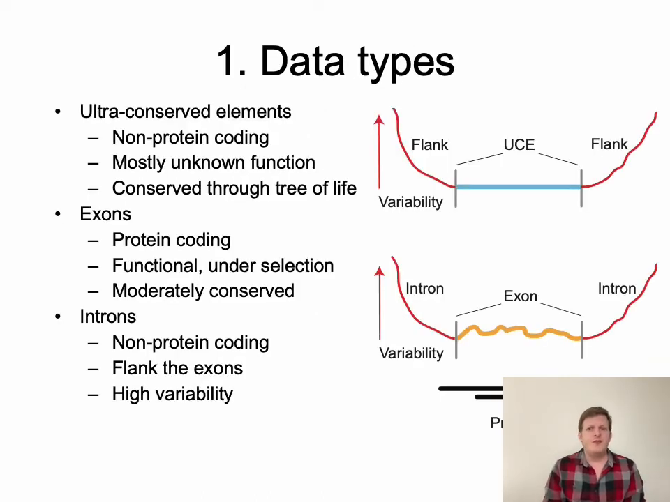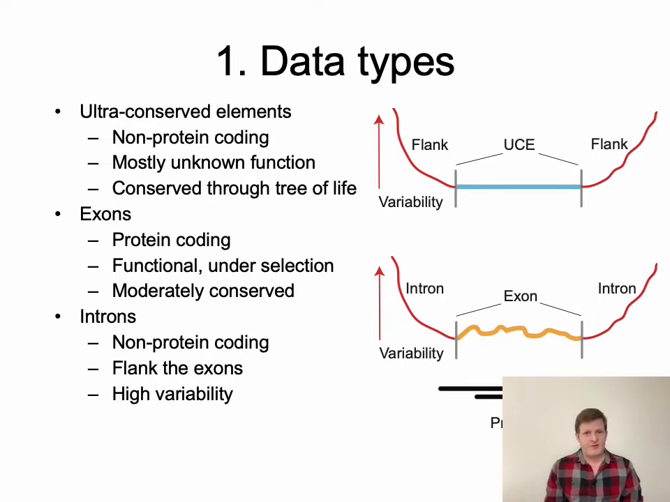And going into these in a little more detail, the specific data types all have very different properties that can be useful for different things. UCEs, for example, are non-protein coding, have a mostly unknown function, and are conserved throughout the tree of life, but they have these characteristic flanking regions that are really variable, that are useful for all types of questions. And the major advantage here is that since it's conserved throughout the tree of life, you can make phylogenies across scales that large. And second, the exons, these are protein coding, on the other hand, functional and under selection, and are moderately conserved.